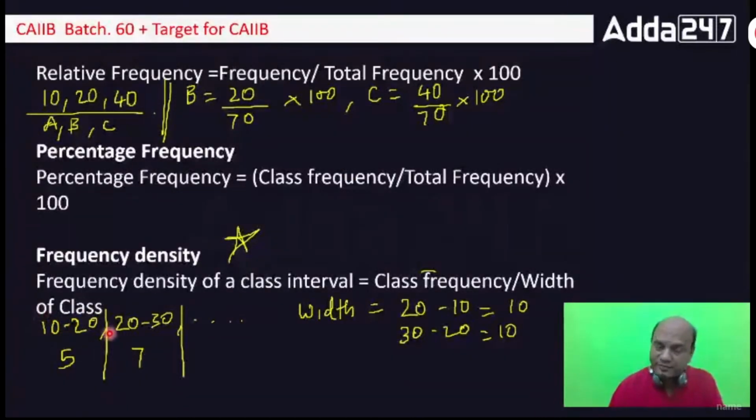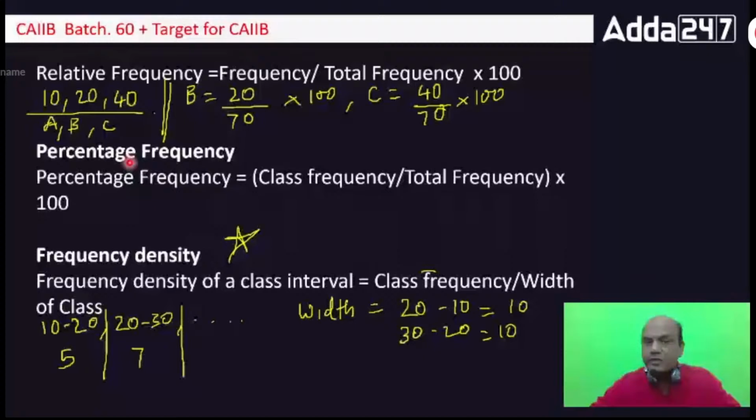Now one more point. This 10 to 20 I have written. What does 10 to 20 mean? Suppose I ask you what is the width of the class? Width of the class means what? Upper end of this class minus lower end. So 30 minus 20, that is 10. 20 minus 10, 10. 40 minus 30, 10. So always remember the width of the class will always be the same.